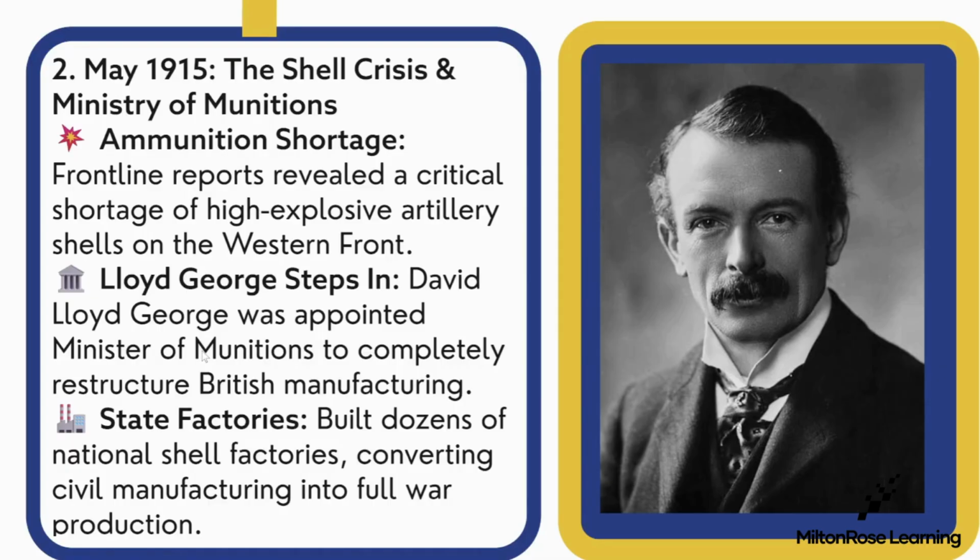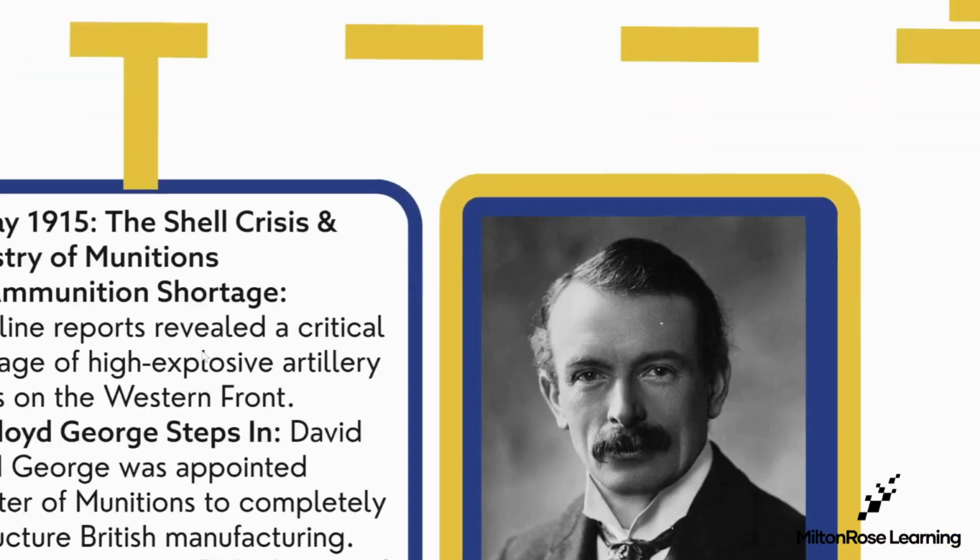Okay, so we actually create a ministry for artillery and bullets and things like that. So we become much more professional. State factories as well. We built dozens of national shell factories, converting civil manufacturing into full-scale war production for these artillery shells, so the shell crisis wouldn't happen again. Okay, massive movement there.